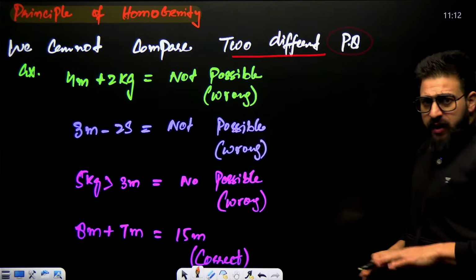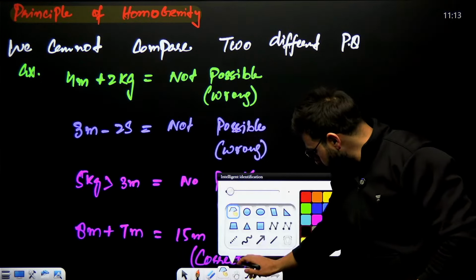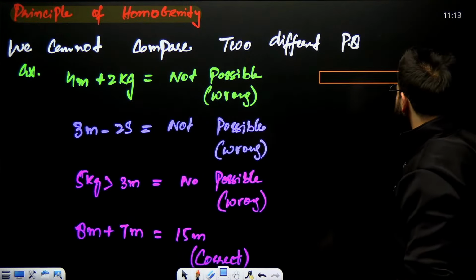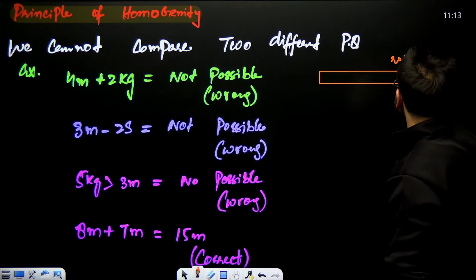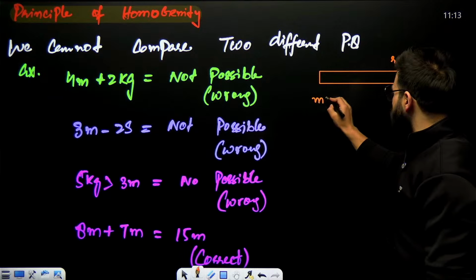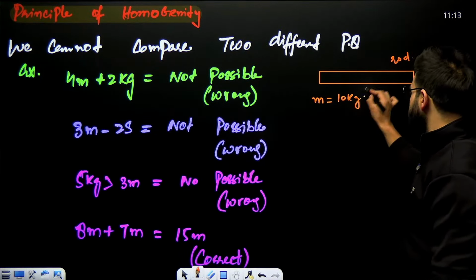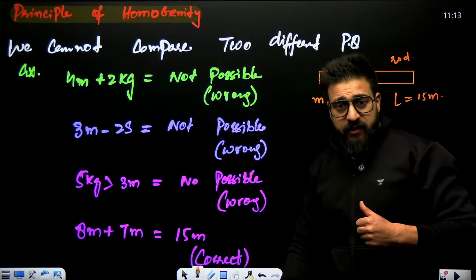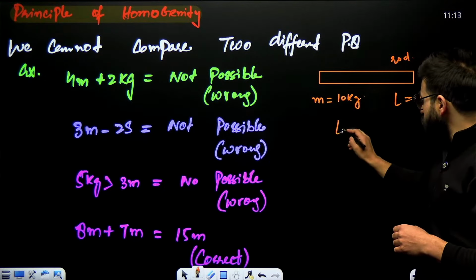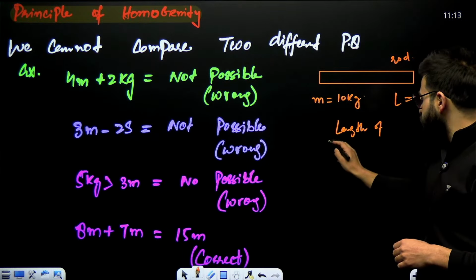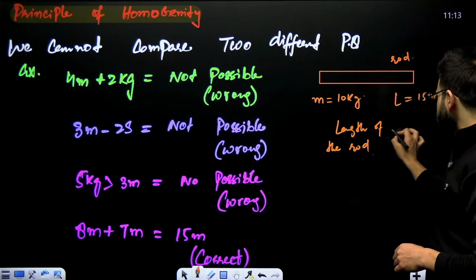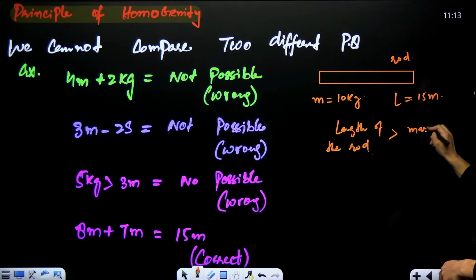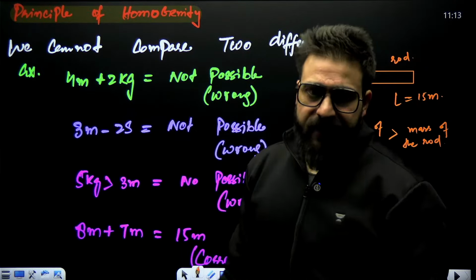Let's suppose, my dear friends, I have got a rod over here. The mass of the rod is 10 kgs. The length of the rod is 15 meters. What I'm saying in this particular case is, the length of the rod is greater than the mass of the rod. Tell me, is it correct or incorrect?